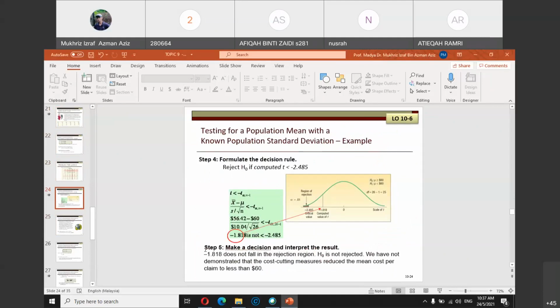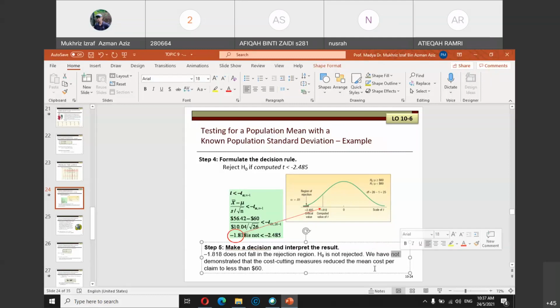Finally step number 5, same as before, you need to construct according to the 3 sentence rule. First whether it is inside or outside, and then whether you reject or not, and if you do not reject, you need to add the word not. So this is again your critical value, negative 2.485. Your calculated T is only negative 1.8. So negative 1.8 is clearly outside the area of rejection. Negative 1.8 does not fall in the rejection region. So H0 is not rejected.